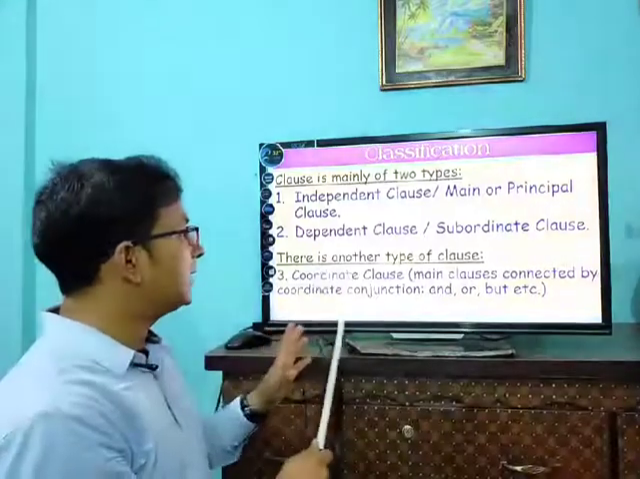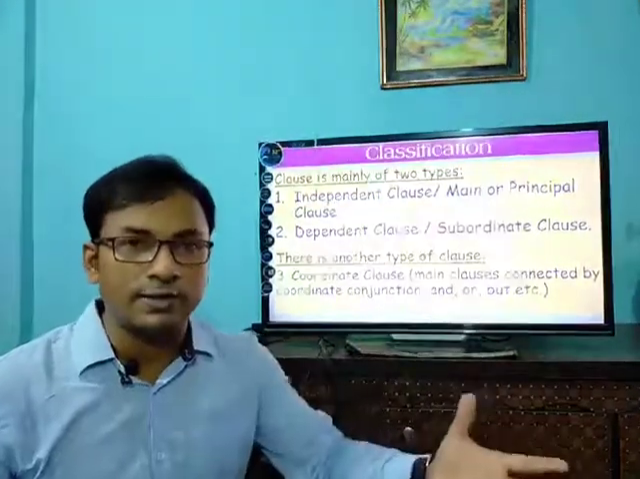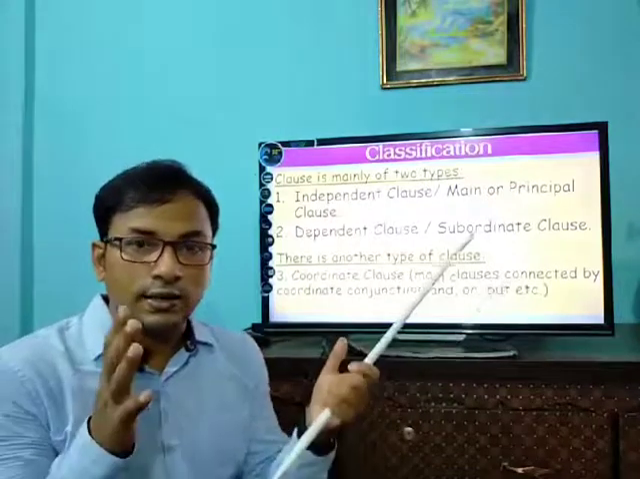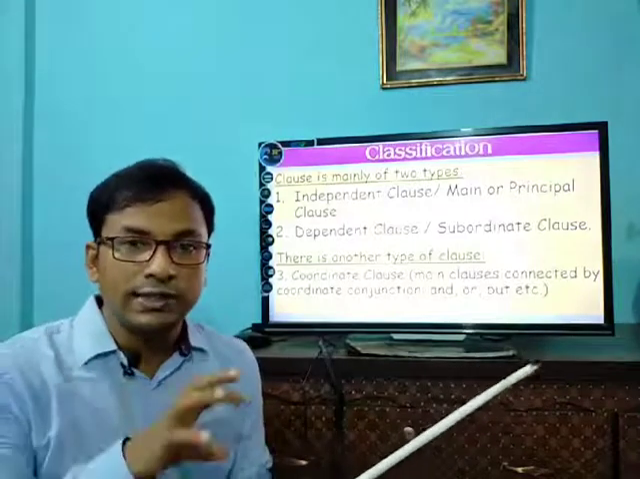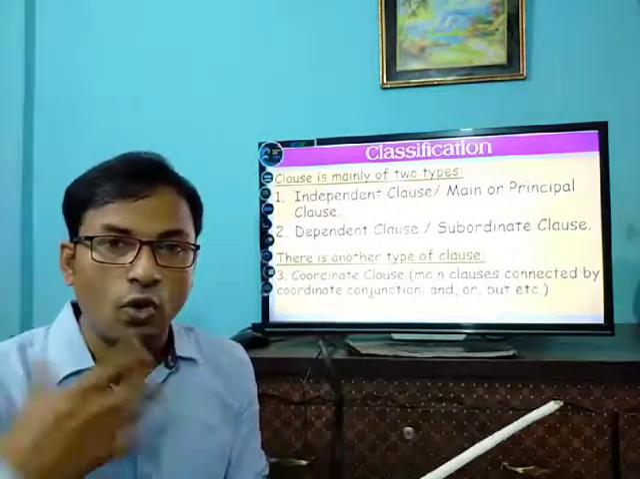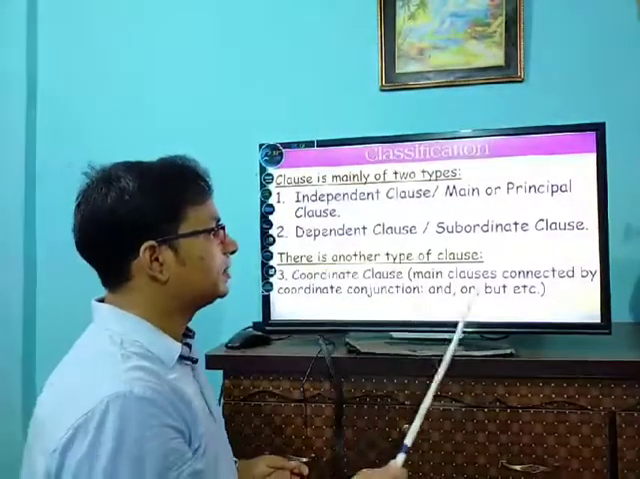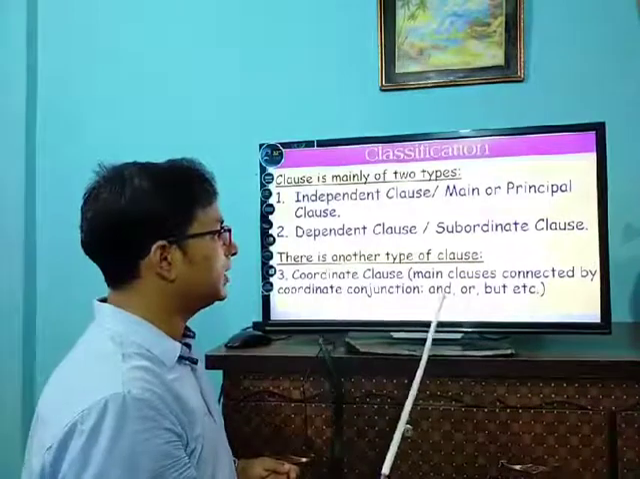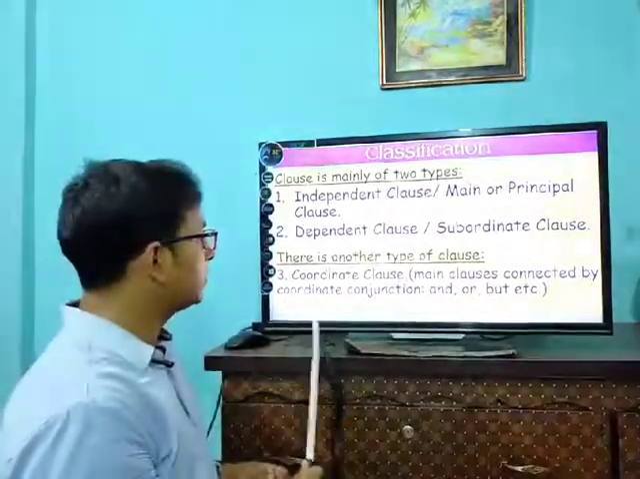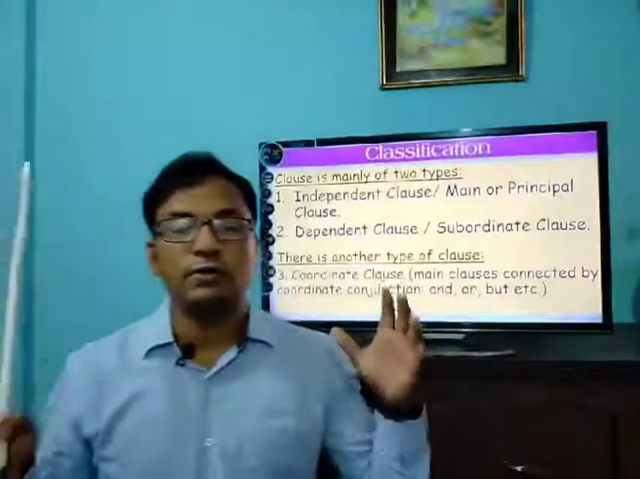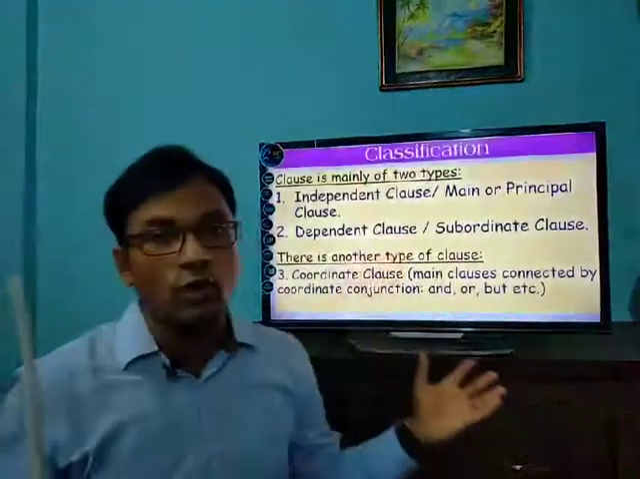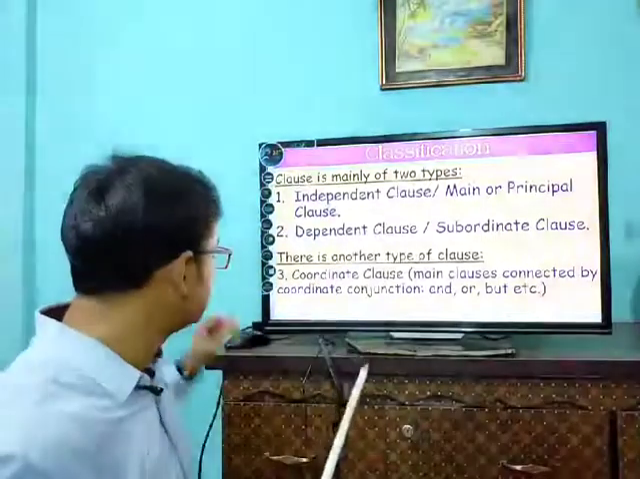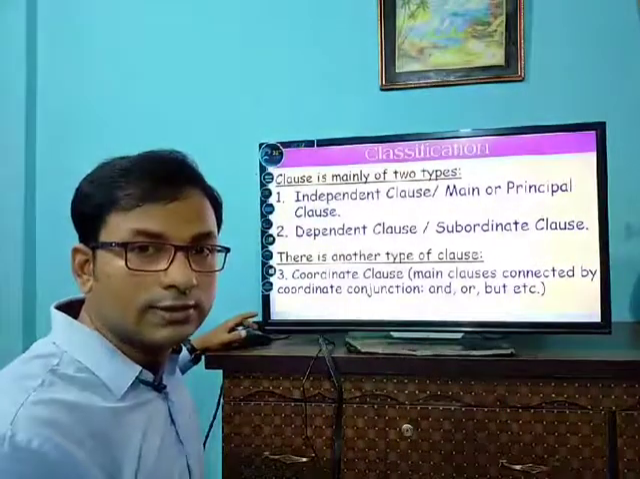Dear students, there is another type of clause we find in a compound sentence, when two main clauses are added with the help of a coordinate conjunction. This main clause turns into a coordinate clause: main clauses connected by a coordinate conjunction such as and, or. So there is another type of clause, the coordinate clause. I will discuss the main independent clause, dependent clause and coordinate clause in detail in my next class. I hope that you will enjoy it.